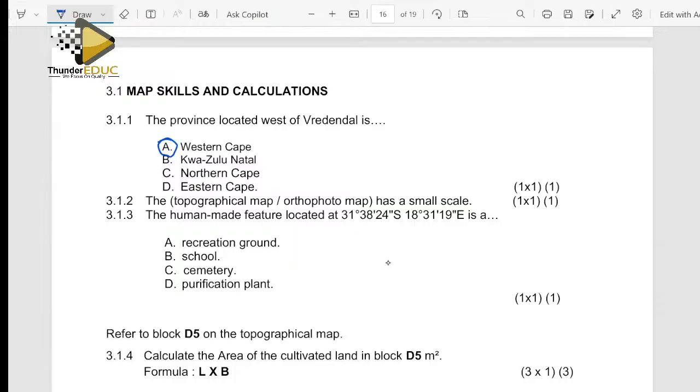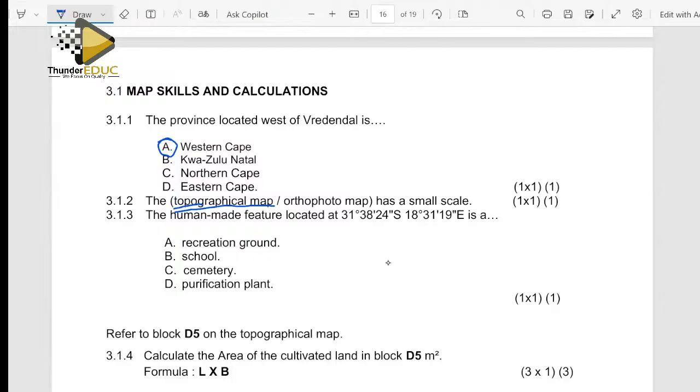The topographical map or orthophoto map has a small scale. When we talk of scales of maps, we talk of large scale and small scale maps. A small scale map covers a wide area but shows less detail, while a large scale covers a small area and shows more detail. So a topographical map is a small scale, 1 to 50,000, compared to 1 to 10,000, which is a large scale map.